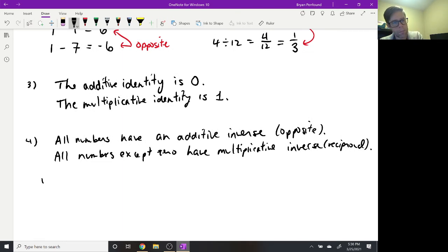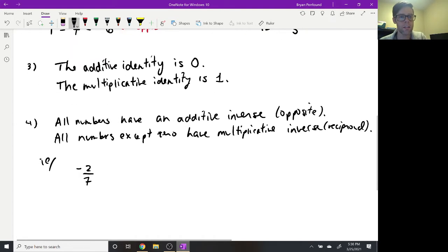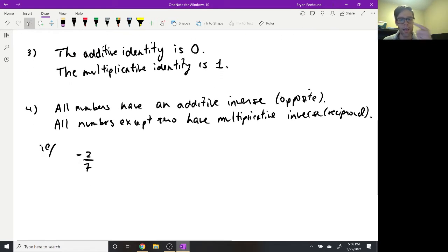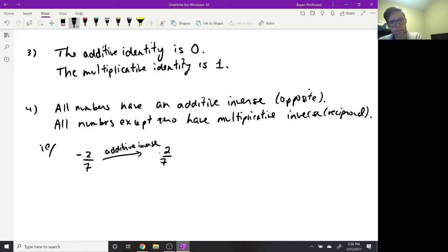So let's take a look at a couple examples. If I take the number, I don't know, -2/7, it is not 0, so it should have an additive inverse as well as a multiplicative inverse. The additive inverse is the opposite, so 2/7. And I can double check that I have the correct additive inverse by actually adding them together. If I add these two numbers together, I should get the addition identity, which is the number 0. That's how you can double check this stuff.